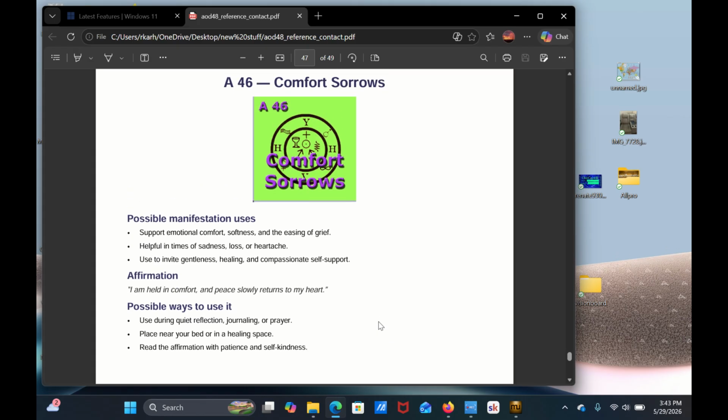Comfort sorrows. Support emotional comfort, softness, and the easing of grief. Helpful in times of sadness, loss, or heartache. Used to invite gentleness, healing, and compassionate self-support. I am held in comfort, and peace slowly returns to my heart.